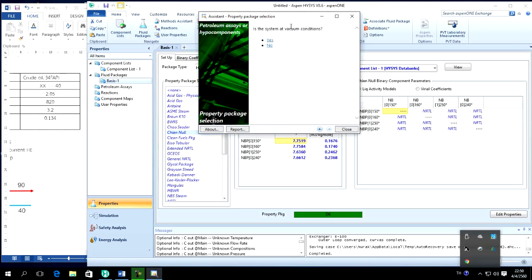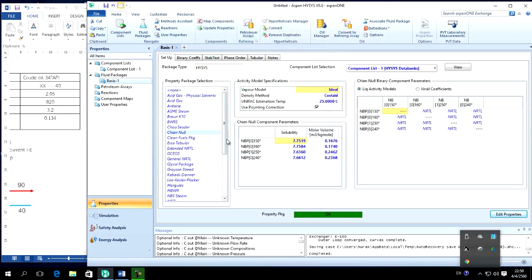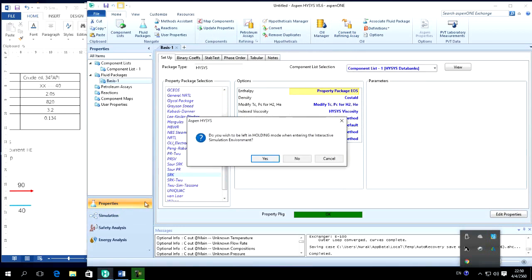Of course, kerosene and crude oil are hydrocarbon species, and this contains hypo components. We are not working under vacuum conditions. So what they suggest is this three. I prefer to use SRK. Then I select SRK as our thermodynamic method for the calculation. Now I can start my simulation.